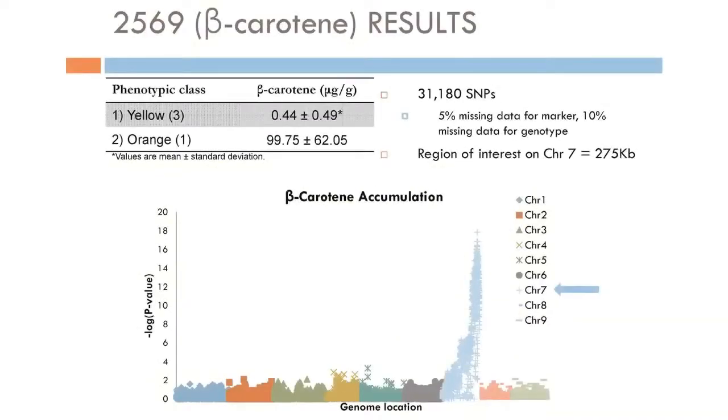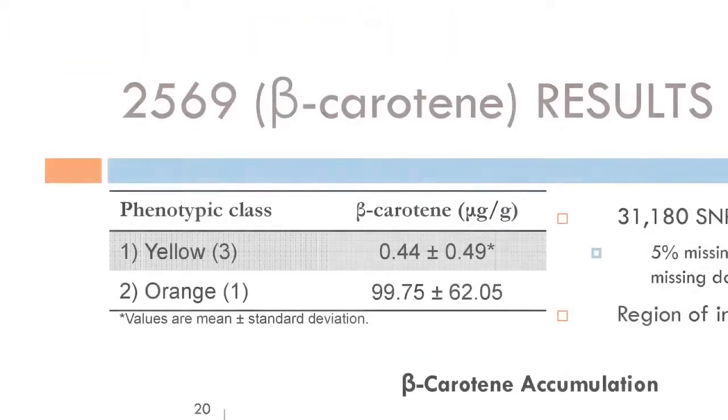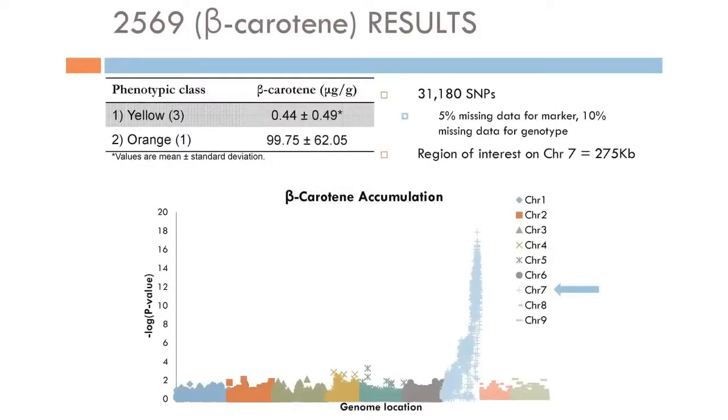So to get right into the results, our first population segregating for beta-carotene. If you look at the top left corner there, this trait segregates as a simple Mendelian trait, 3 yellow to 1 orange. And using GBS, we were able to identify over 31,000 SNPs after filtering for 5% missing data for marker, 10% missing data for genotype.